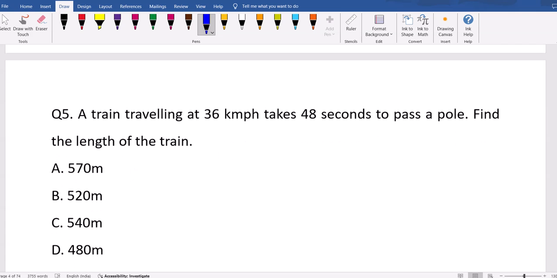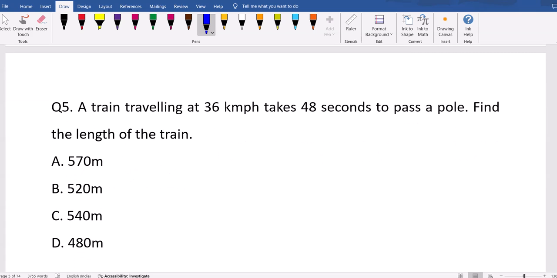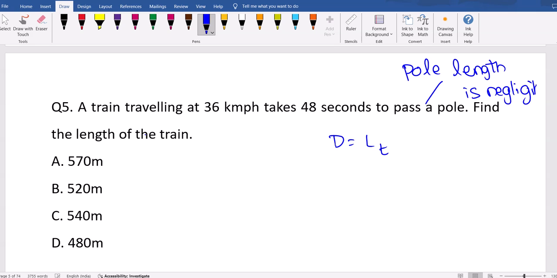Now, train crossing a pole. When a train is crossing a pole, distance is nothing but equal to the length of the train, because pole length is negligible compared to train length. So we should take, when train is crossing the pole, distance is nothing but length of the train. Now, what is timing or distance? Distance is speed into time.